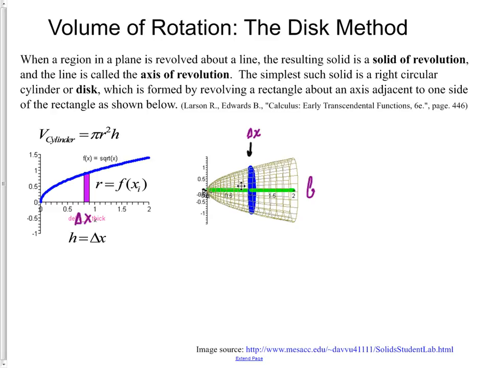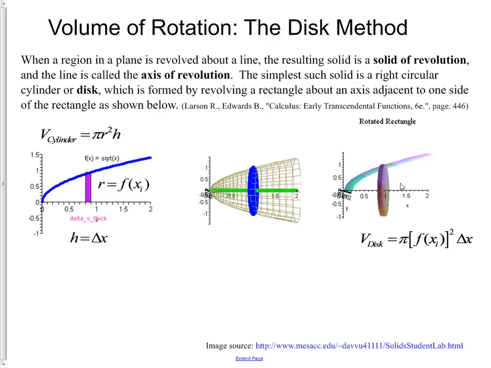And that volume is going to have a delta x thickness, or height, and a radius which is equal to the function height. So if we put that together, you will see that the volume of the disk that's formed is going to be pi times, instead of r squared, f of x squared, right? That's our function's radius, f of x squared times delta x, which is our height. Okay, so that gives us the volume of a delta x disk right here, but what do we do?